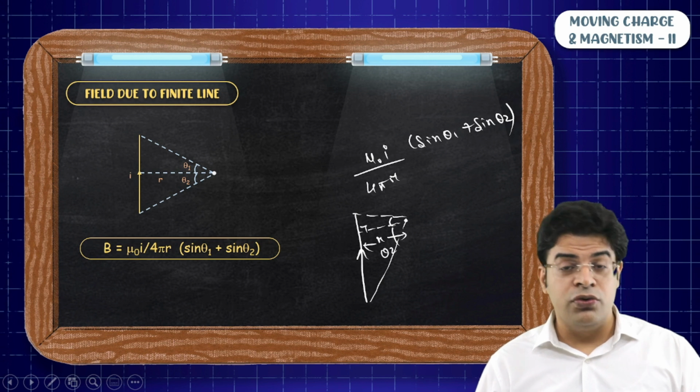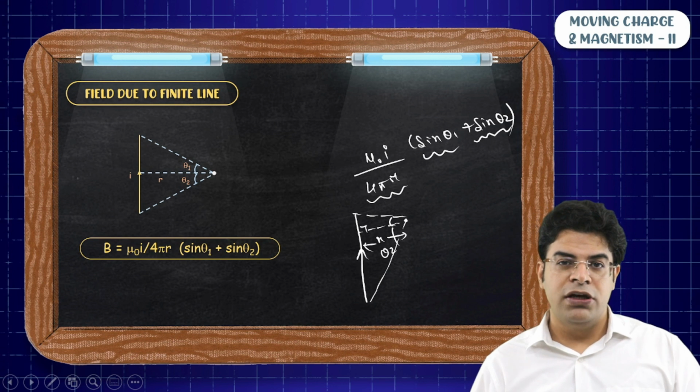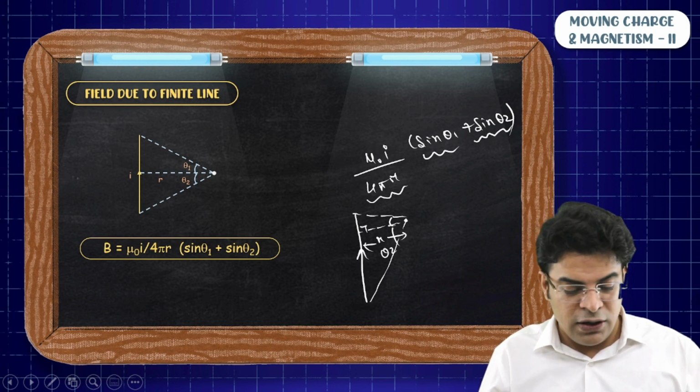And the formula gives you that the strength of magnetic field is mu naught I by 4 pi r (sin theta 1 plus sin theta 2). So let's see a few examples to understand this better.